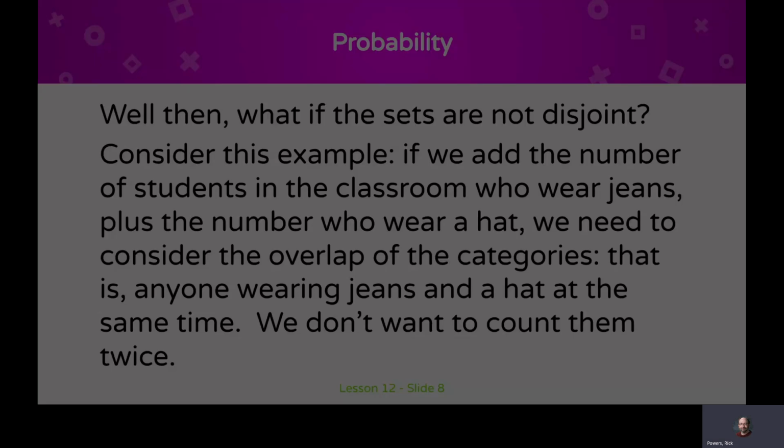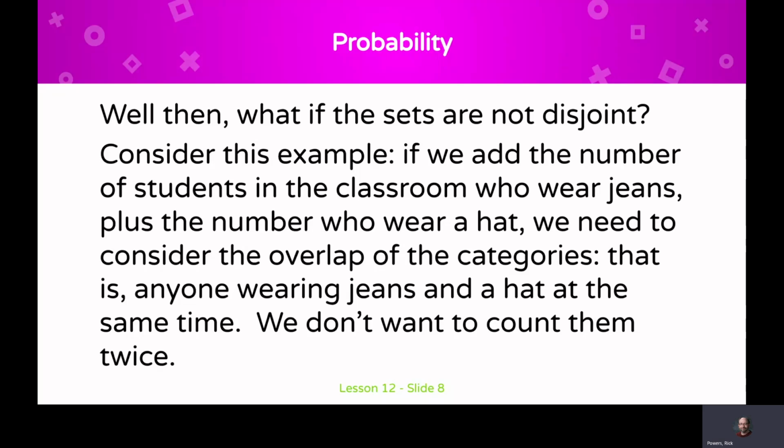Well, then what if the sets are not disjoint? Consider this example. If we add the number of students in the classroom who wear jeans plus the number who wear a hat, we need to consider the overlap of the categories. That is, anyone wearing jeans and a hat at the same time. We don't want to count them twice.